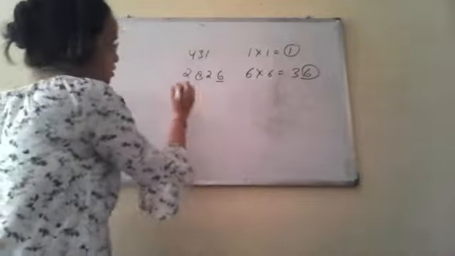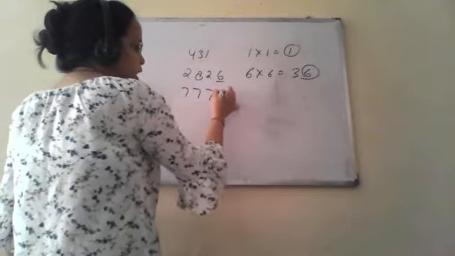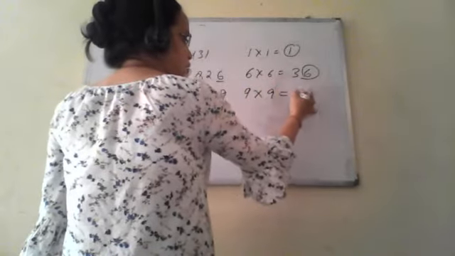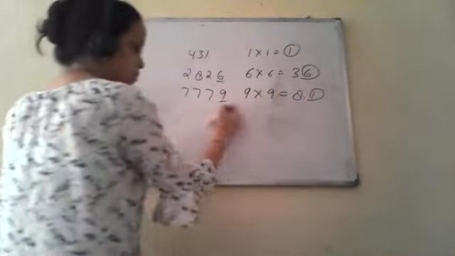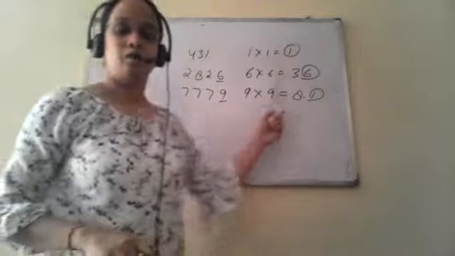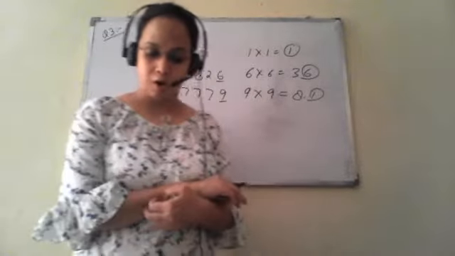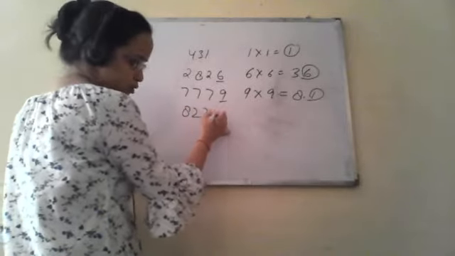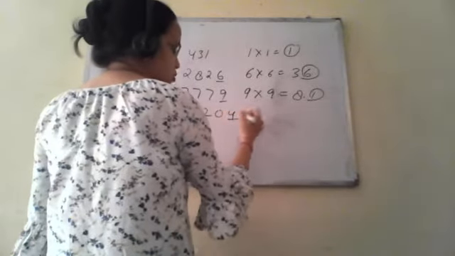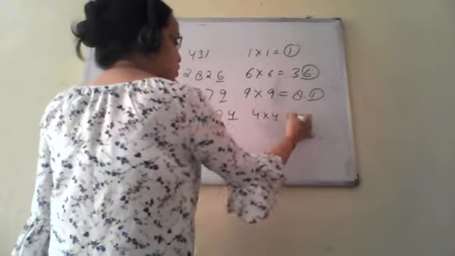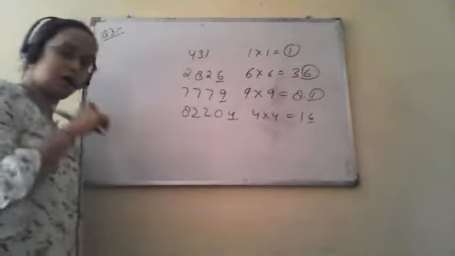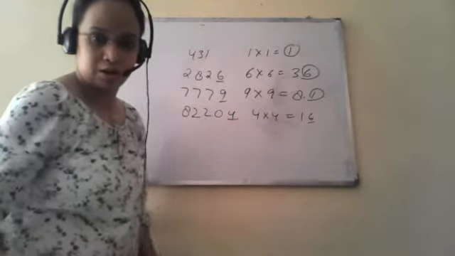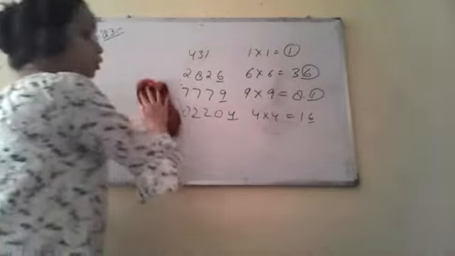Similarly for 7779. The unit place will be 9 into 9, 81. So the square of this number, 7779, will have 1 at its unit place, so it will be an odd number. Okay. Now next is 82204. Its unit place digit will be 4 into 4, that is 16. So it will have 6 at its unit place, so it will be an even number. Clear? I hope these are clear to you.